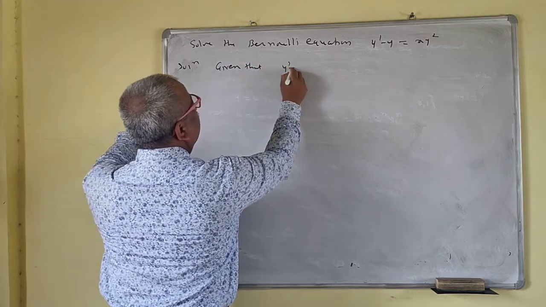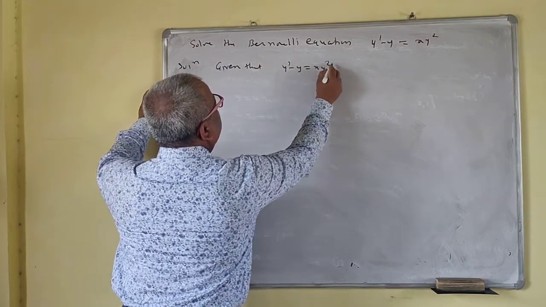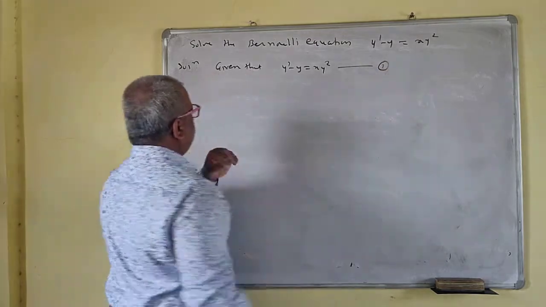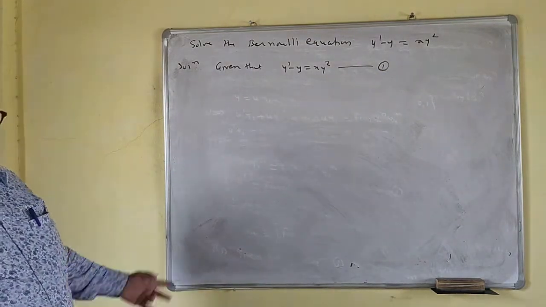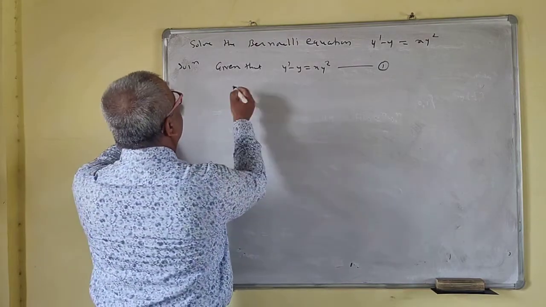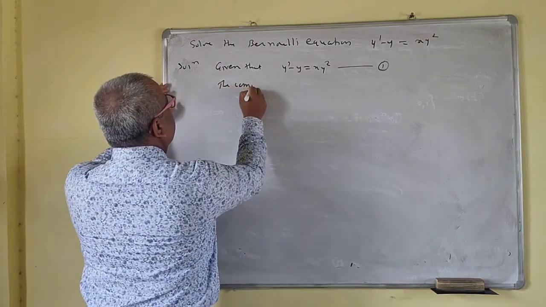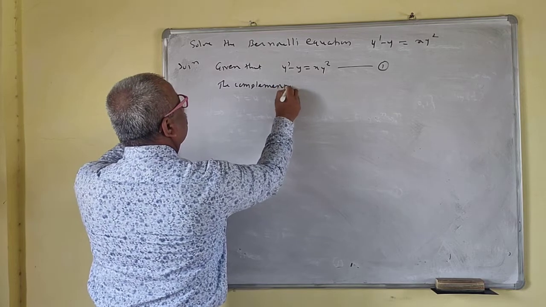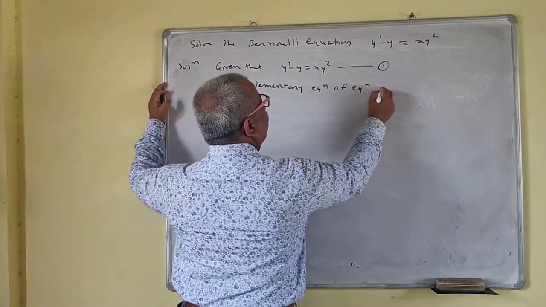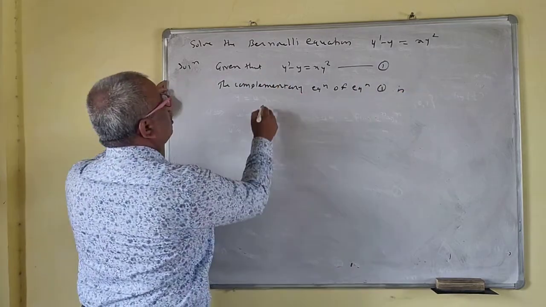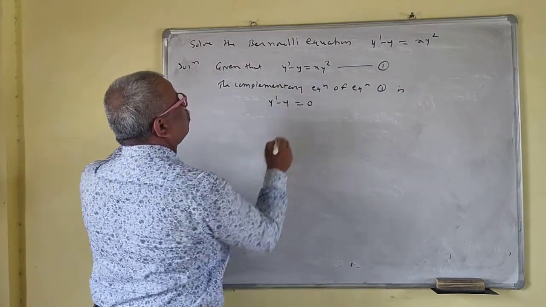Okay, so y prime minus y is equal to xy square. We call this equation 1. What we have to do? We have to find the solution of the complementary equation. The complementary equation of equation 1 is y prime minus y is equal to 0.